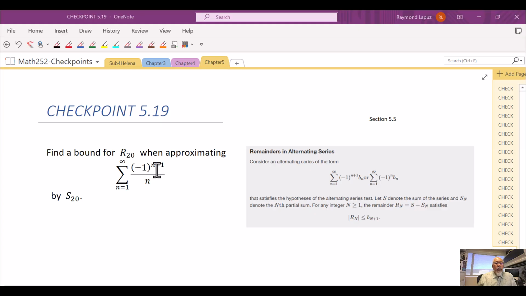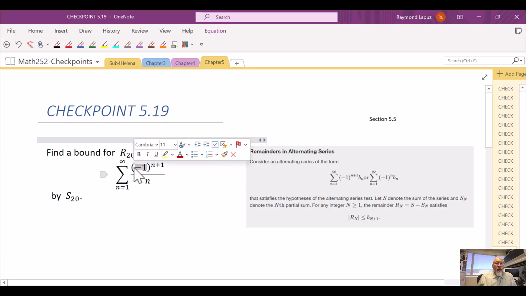Now this is an alternating series, and if we take away the negative 1 to the n plus 1 power and just focus on the positive parts, this is 1 over n, which is the harmonic series. Now this is one of those special cases where the harmonic series, if this negative 1 to the n plus 1 was not present in our series, this thing would diverge. That's the harmonic series. But since it's alternating, it actually converges. So this series converges, and then they want us to find a bound for r sub 20, the 20th term.